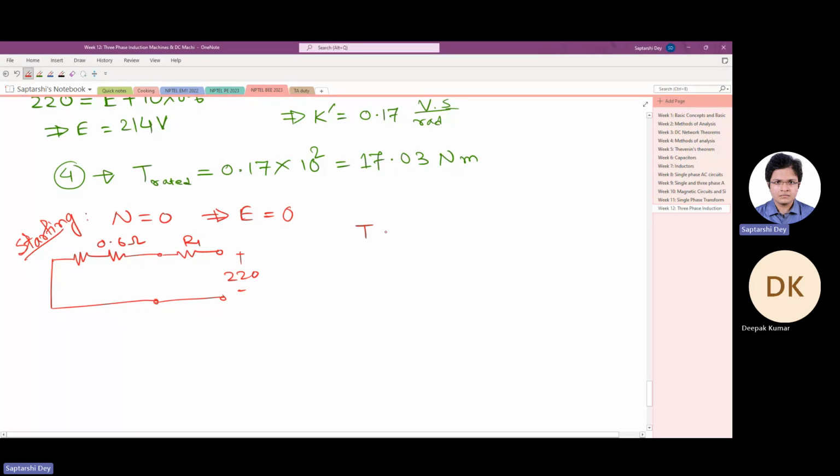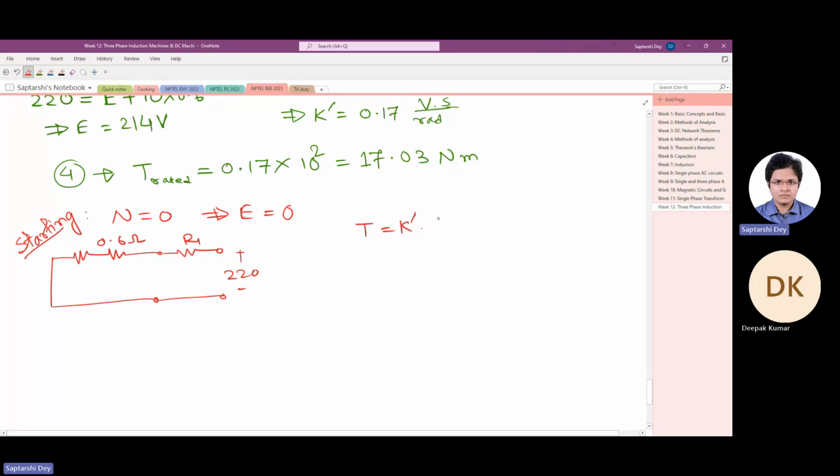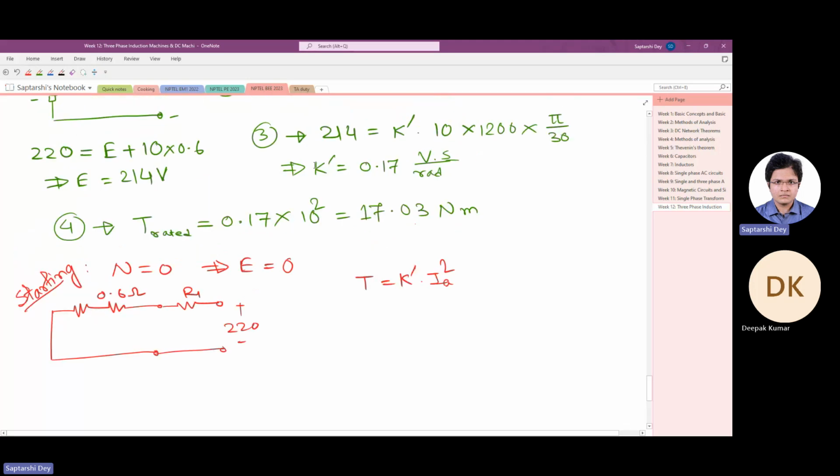Now you see torque is K prime times Is squared. Okay, K prime is given, torque is something we know. Now we want rated current at rated torque at starting. So the question boils down to what should be the value of R1 so that we get rated current at starting. Since there is no back EMF, the rated current is how much we found out? Oh, it was given 10 ampere.